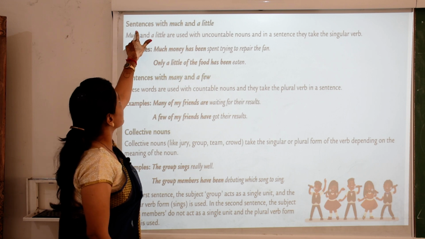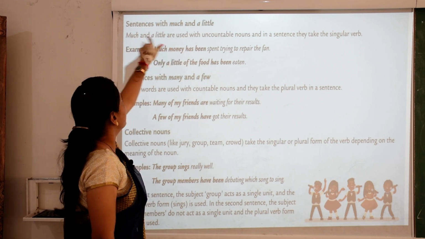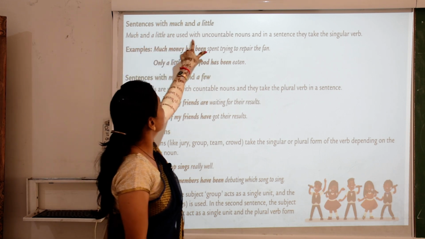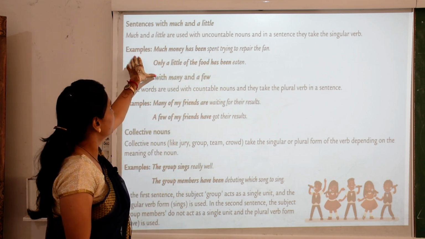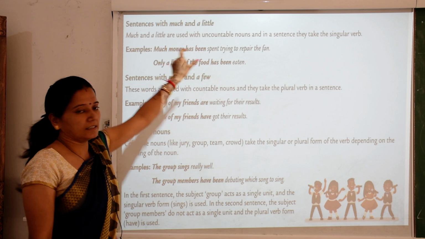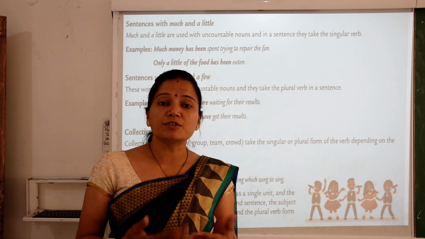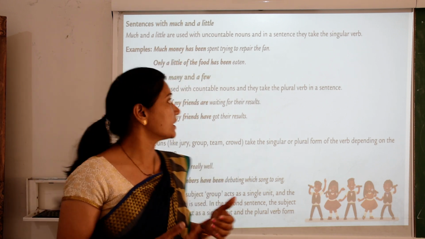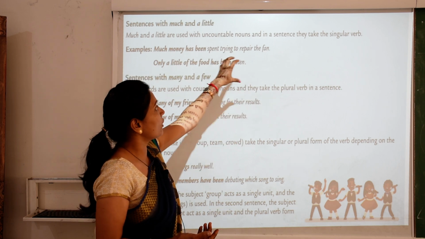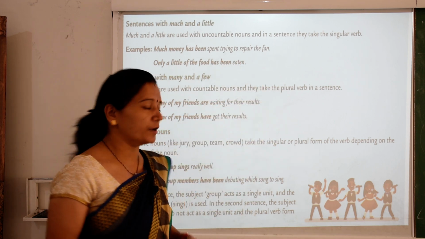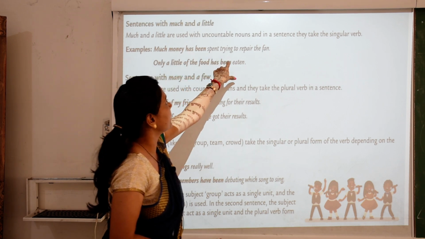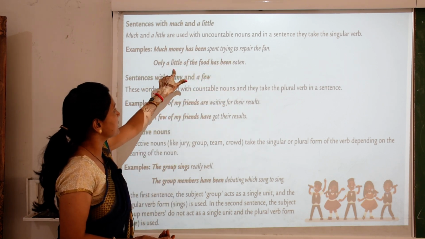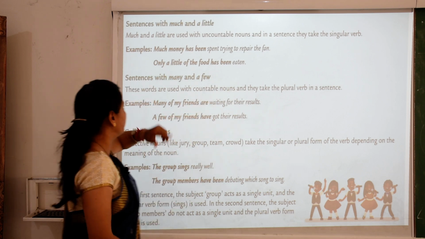Let's move to the next: sentences with much and a little. Much and a little are used with uncountable nouns, and in a sentence they take the singular verb. I have already explained that they are always used with uncountable nouns, and they always carry the singular verb. Much money has been spent trying to repair the fan. Only a little of the food has been eaten.